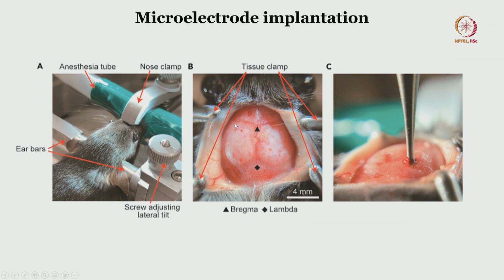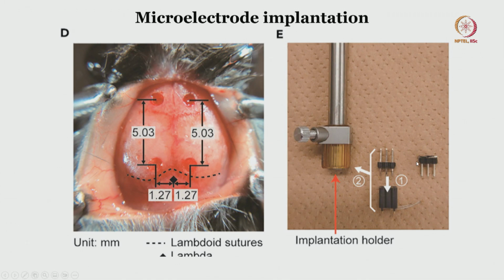You make a midline incision, then expose the skull, and I hope you remember the classical landmarks of bregma and lambda. That is very important. That is the starting point of any neurosurgical procedure for neural experiments. Once that is done, use the coordinates and then mark the burr hole area, and then use the drill bit to make the burr hole and expose the dura.